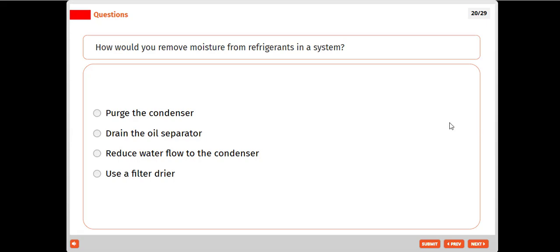How would you remove moisture from the refrigerant in a system? Purge the condenser, drain the oil separator, reduce water flow to the condenser, use a filter dryer.